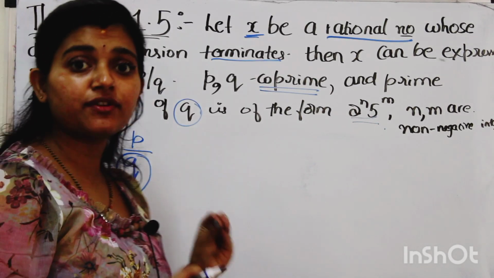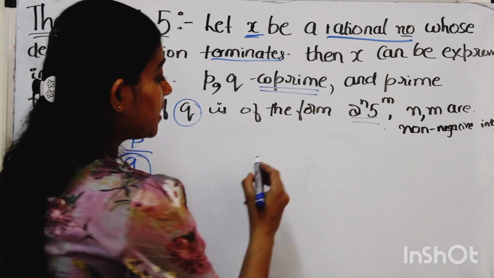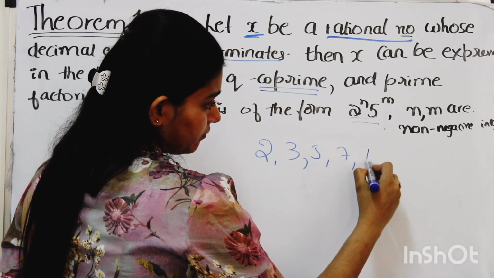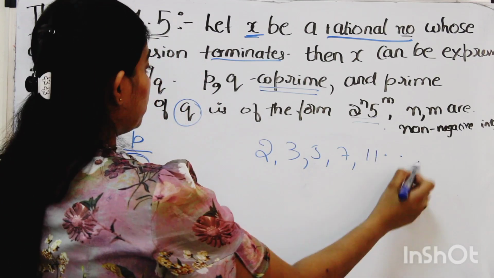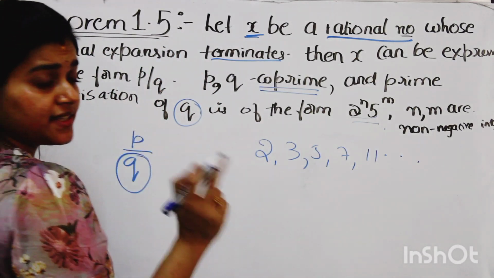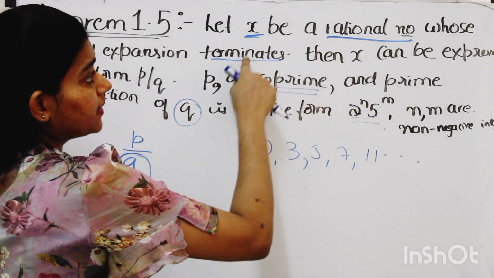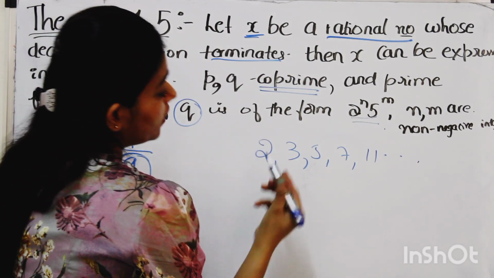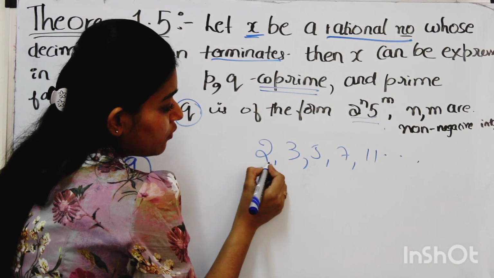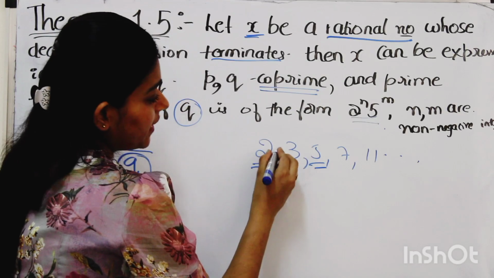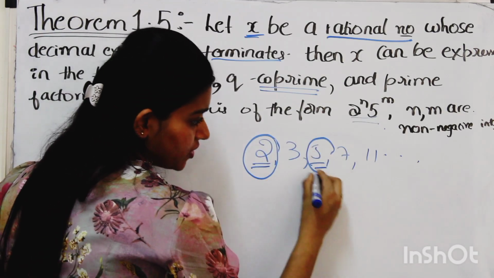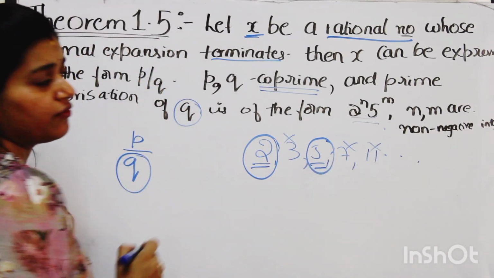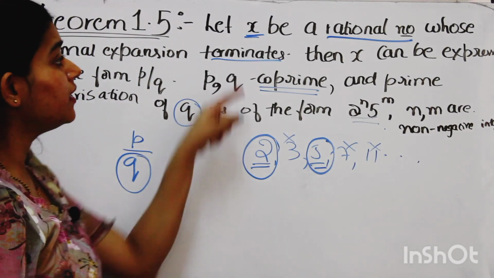It means the prime numbers, which are the prime numbers? We have 2, 3, 5, 7, 11. These are our prime numbers. But in this case, if the rational number terminates and p and q are co-prime, in that case what happens? It will only come as 2 and 5, meaning there is only prime factorization in the form of 2 and 5. Other than that will not come if the rational number terminates.